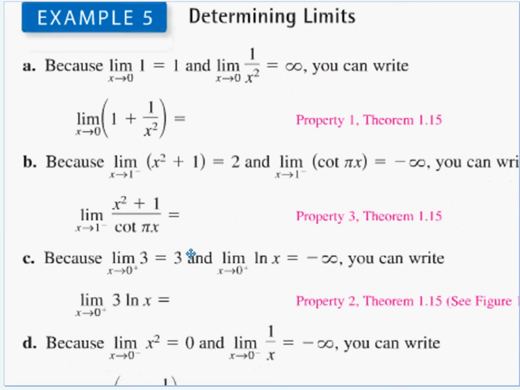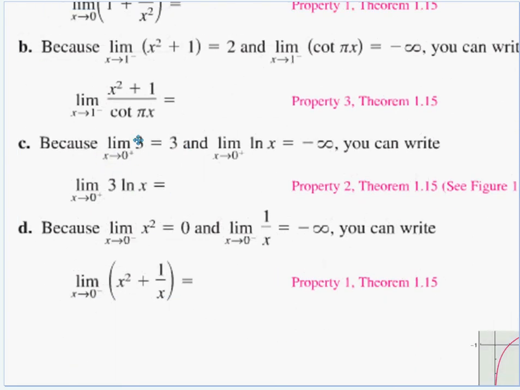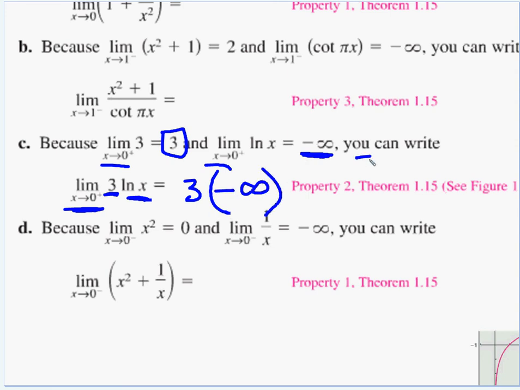Letter C. The limit as we approach 0 from the right of 3 is 3. As we approach 0 from the right of natural log x on the graph, that would take us down an asymptote toward negative infinity. Here, we're just multiplying them. The limit as we approach 0, that was our approach number for both. Here, we're just multiplying 3 times natural log. Well, the 3 part, that has a limit of positive 3, and we're going to multiply it by the natural log answer, negative infinity. 3 times negative infinity is equal to negative infinity.